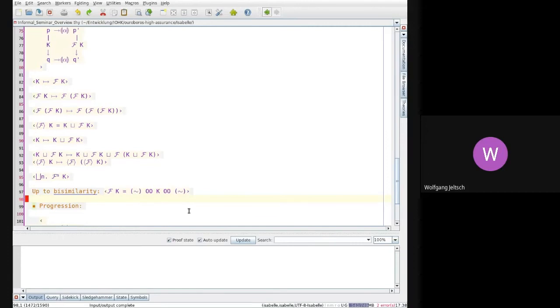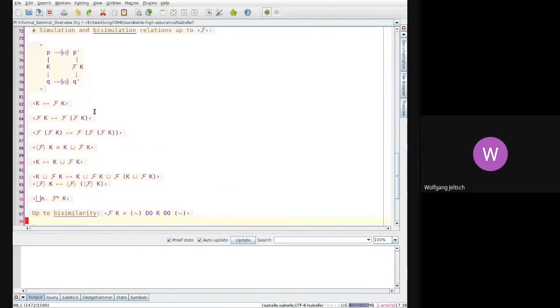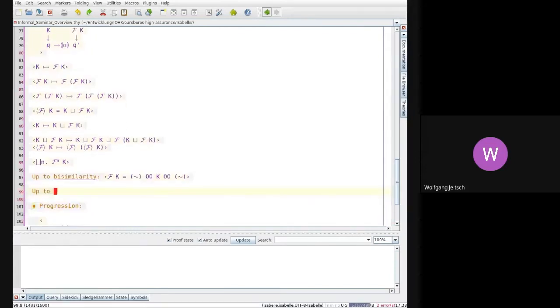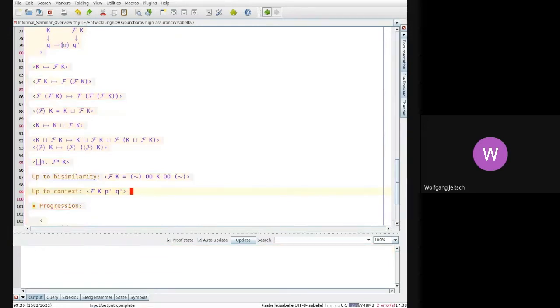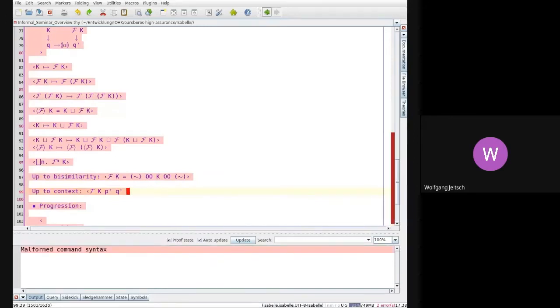However, with up to context, this is not the case, because if up to context, then f of k relates processes p prime and q prime if and only if the following. f of k relates p prime and q prime. What does this mean? There exists s, t and u such that p prime equals s t and q prime equals s u, and k relates t and u.